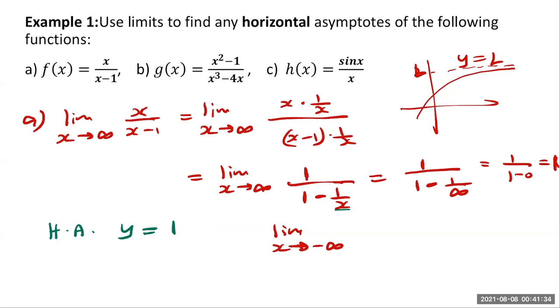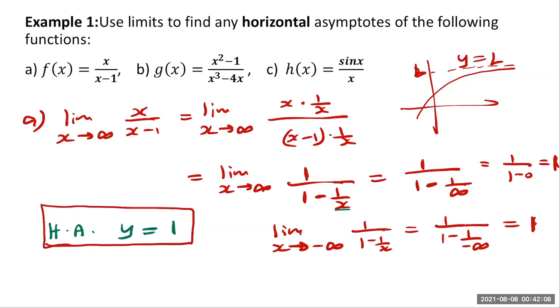The limit as x approaches minus infinity of 1 over 1 minus 1 over x is equal to 1 over 1 minus 1 over, you put minus infinity here, right? Of course, you can cancel these two minus signs. Again, you have the 1 over infinity form here. That is 0. So that means your answer is 1 divided by 1, which is 1. So your horizontal asymptote in this case is y equals 1. Okay, let's work on the next part.